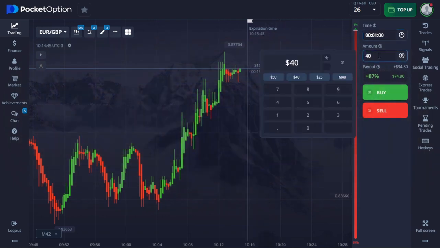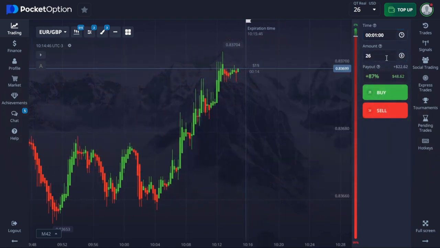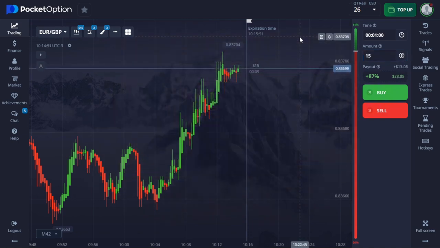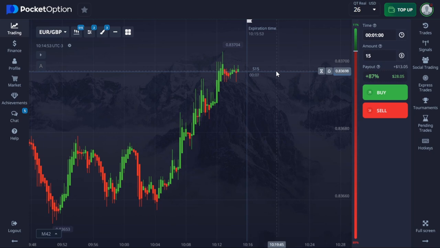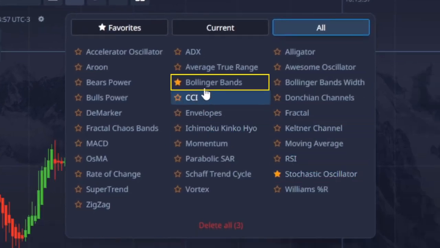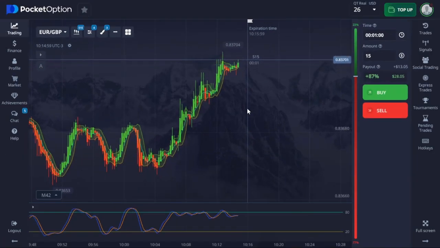My initial trade amount is $15. With everything ready, let's look at the indicators. We'll be adding Stochastic Oscillator and Bollinger Bands. Okay, click on it, Bollinger Bands, and now we'll start setting Bollinger Bands.